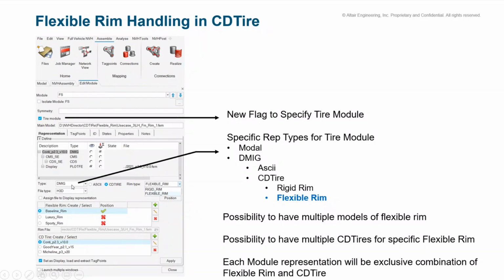Once a user sets the option of DMIG, CD tire, and flexible rim, he is able to read in different FE models corresponding to different rims. So here you can see there are three rims: baseline, luxury, and sporty rims. So the user will be able to read in all those three FE models of the rims. The user will be able to create the CD tire for each of the rims. And each module representation will be an exclusive combination of a flexible rim and a CD tire. So the user can pick and choose and make the combinations of flexible rims and tires.